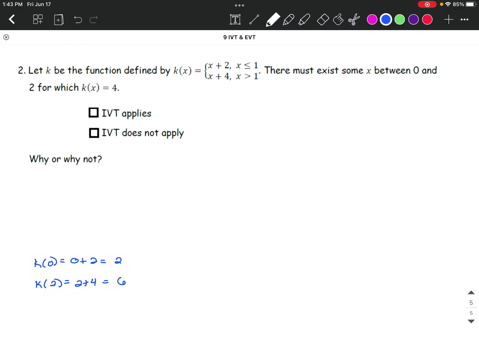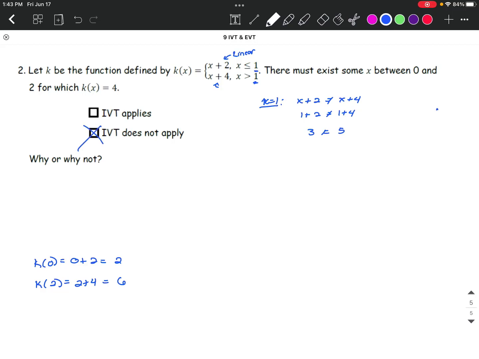Is k of x continuous? Well, the top is linear, so it's continuous. The bottom is also linear and continuous. But is it continuous at 1? Let's just real quick plug 1 into the top. So when x is 1, are these two pieces going to be equal? Are they going to meet? 1 plus 2 and 1 plus 4. Are they equal? Guess what? It's not continuous.